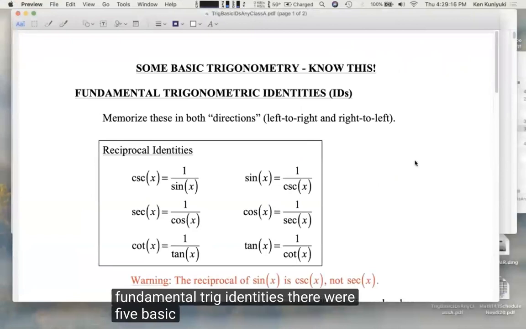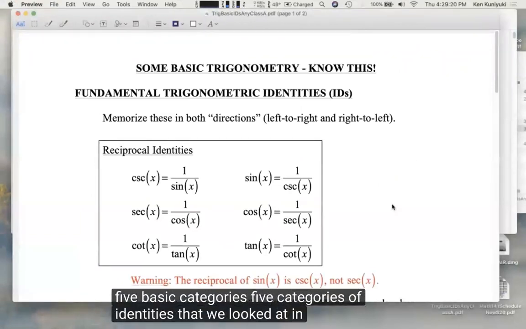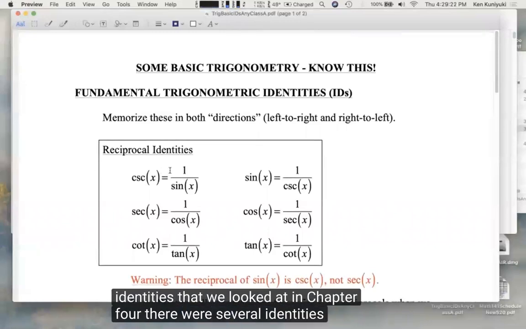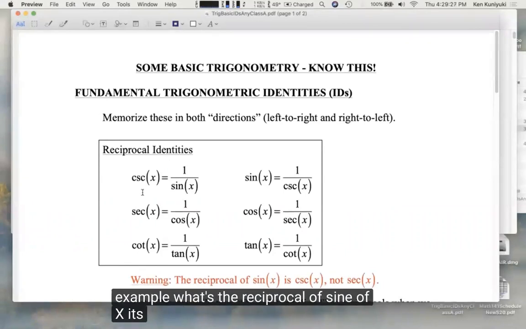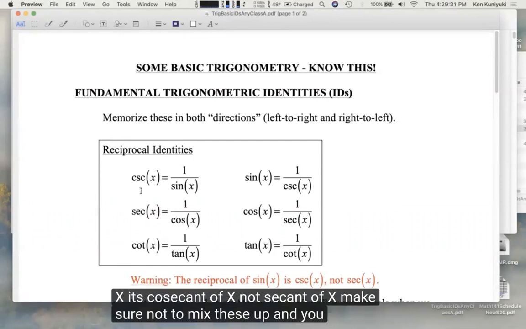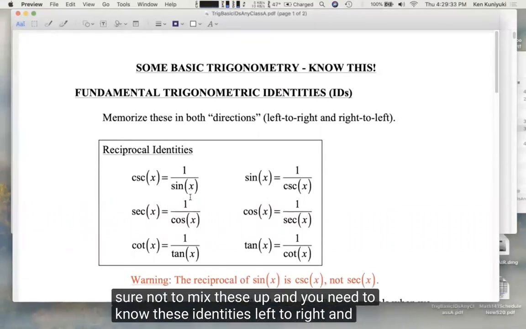There were five categories of identities that we looked at in chapter 4. The reciprocal identities. For example, what's the reciprocal of sine of x? It's cosecant of x, not secant of x. Make sure not to mix these up. And you need to know these identities left to right and right to left.